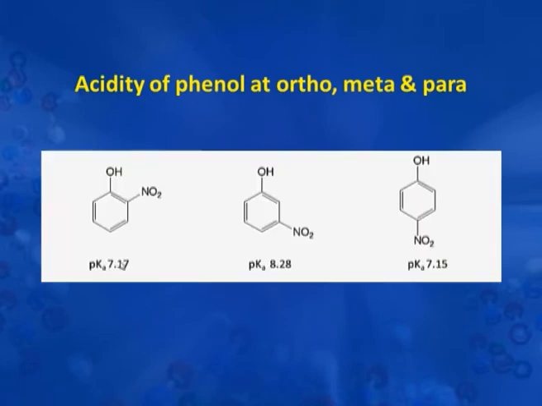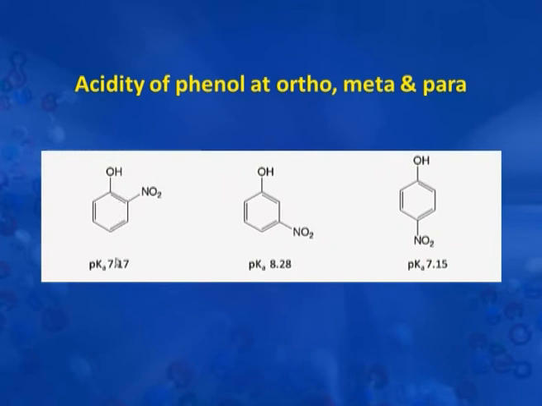If we look at the acidity of orthonitrophenol, metanitrophenol and paranitrophenol by the same analogy which we have discussed earlier, that is, nitro group shows minus I effect and nitro group shows minus R effect. On the basis of that, we can very easily say that since orthonitrophenol has nitro group at a minimum distance from the hydroxy group, it should have maximum minus I effect and it should have maximum acidic character.